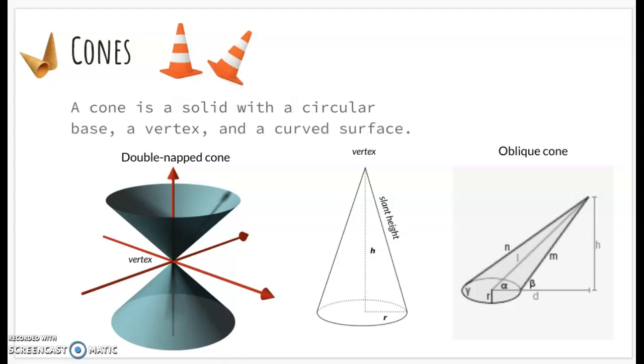Okay, so what is a cone? Just like an ice cream cone or a cone you see in the road, like a traffic cone. A cone is a solid with a circular base, a vertex, and a curved surface.